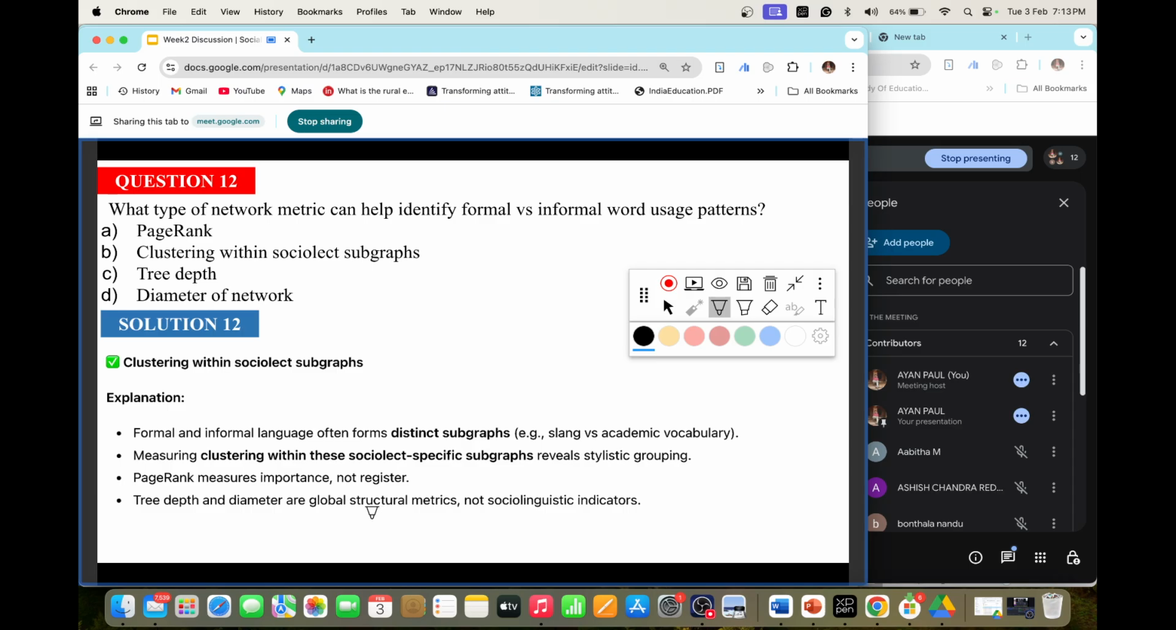So formal and informal language often forms distinct subgraphs. Example: slang versus academic vocabulary. Measuring clustering within the sociolect specific subgraph reveals stylistic grouping. PageRank measures importance, not register. Tree depth and diameter are global structural metrics, not sociolinguistic indicators. Okay, so option B is the correct answer, that is clustering within the sociolect subgraph. Sociolect subgraph means like slang versus formal, informal. Okay, so that is the end of case 2.